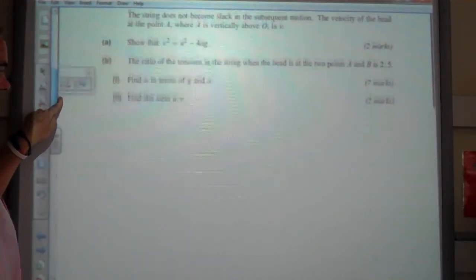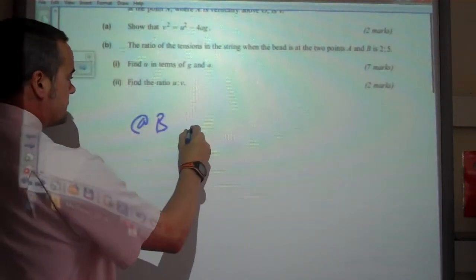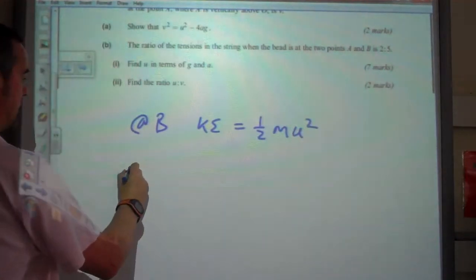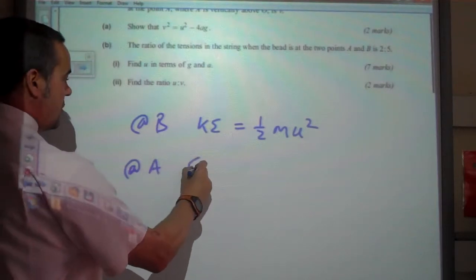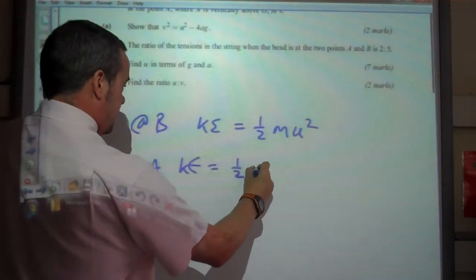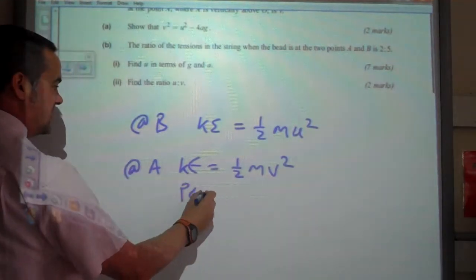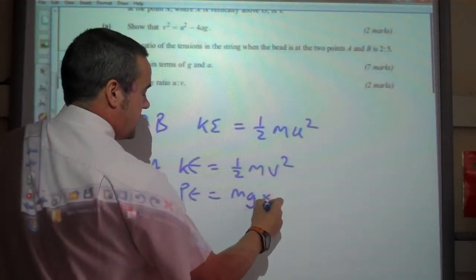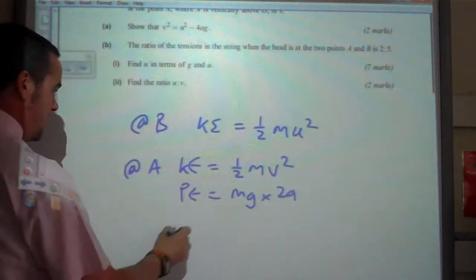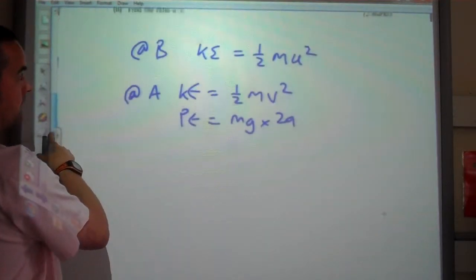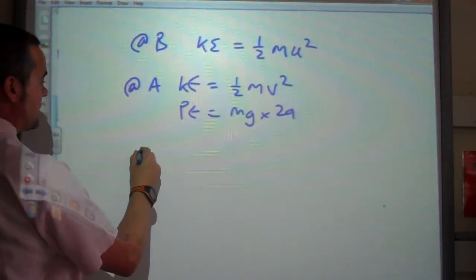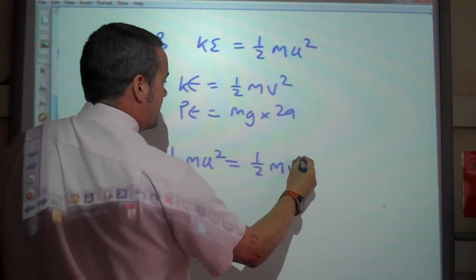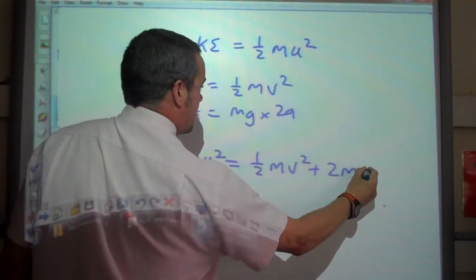Okay, so at B, which is at the bottom of the circle, the kinetic energy is equal to a half mu squared. At A, which is at the top, we have the kinetic energy equal to a half mv squared, but the potential energy is mg times the height, which is 2a. Okay, and so these have got to be equal because of conservation of energy, so therefore a half mu squared equals a half mv squared plus 2mag.